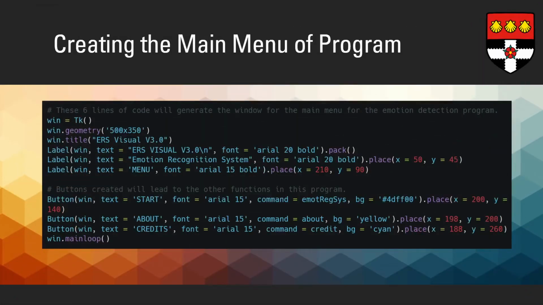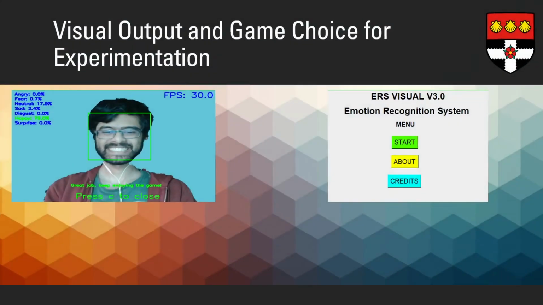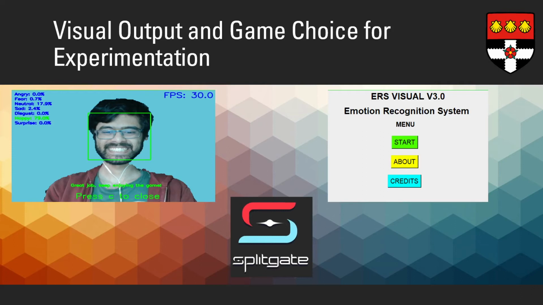The menu is created using the tkinter module and has buttons which will lead to several options, of which the start button will lead to the function that was mentioned previously. This is the result of the code being implemented, with the emotion detection system on the left and the main menu on the right. The ERS program was used with the chosen game that had never been played before, called Splitgate, for the main experimentation that will be discussed later. You will now see a quick demo of the ERS program working with sample emotions.